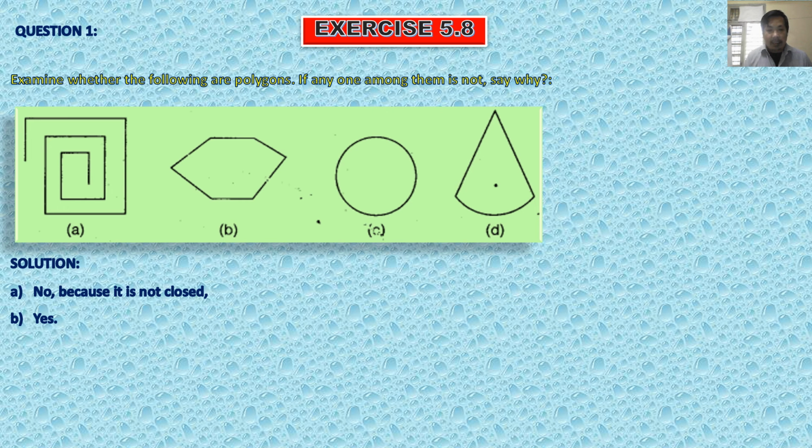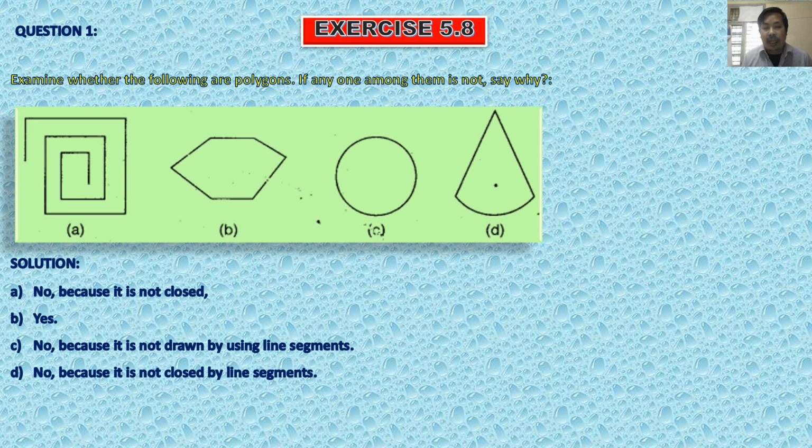Yes, there are polygons. And next, C is definitely not. Why? Because it's not made using line segments. There are no line segments we can see in making this figure, so it is not a polygon. And number D is also not a polygon because it is not closed by line segments.